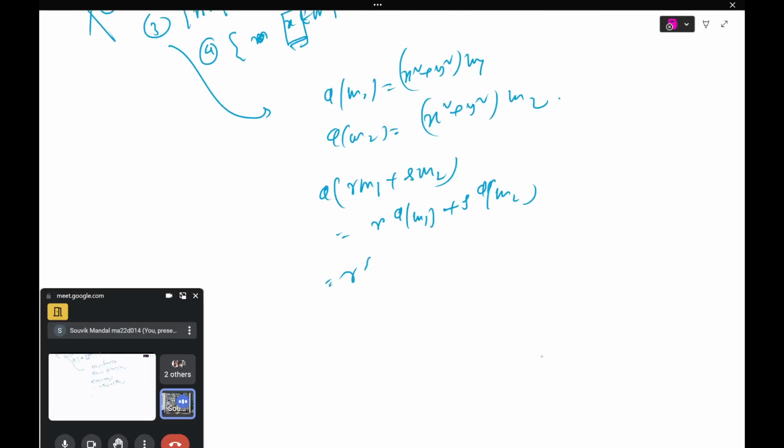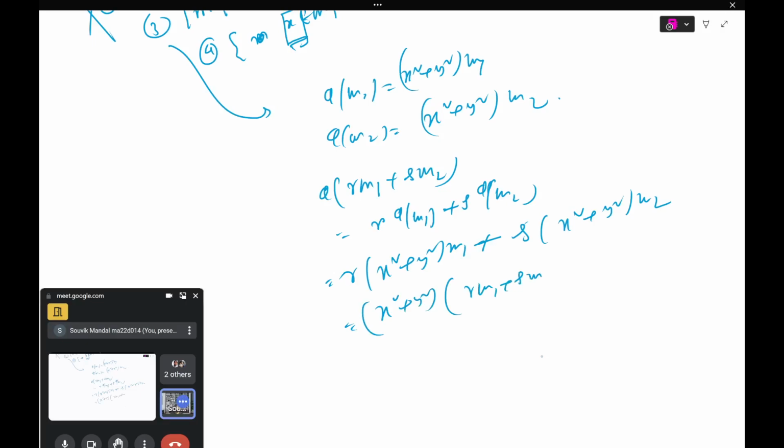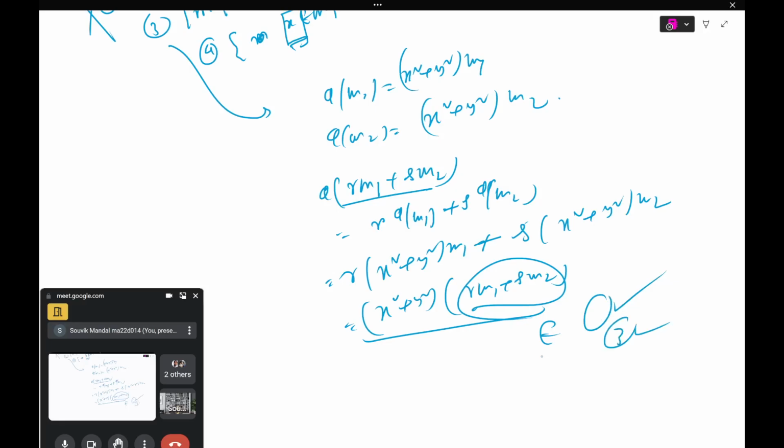So what is r phi m1? It is r into x square plus y square m1, and what is s phi m2? It is s into x square plus y square m2, right? So we are getting r m1 plus s m2, so phi of this thing is equal to this thing. So this means r m1 plus s m2 belongs to that set, correct? So it is a submodule, right?